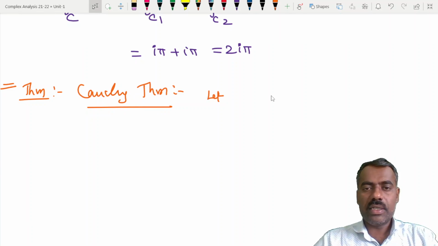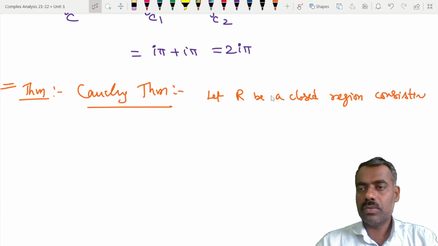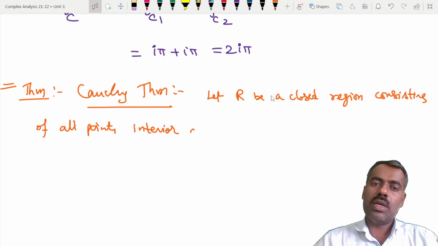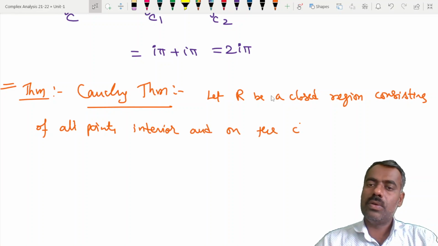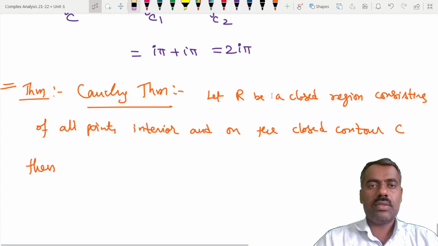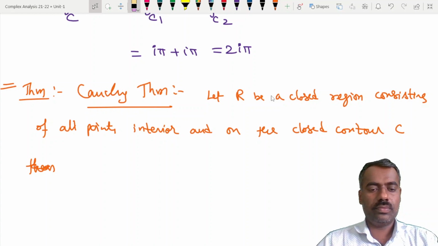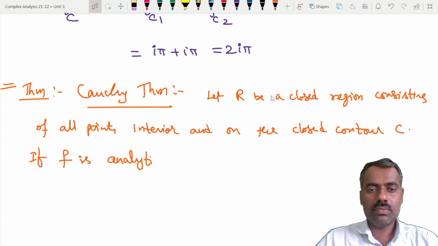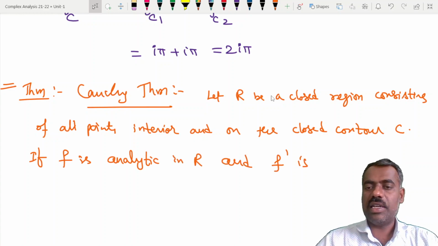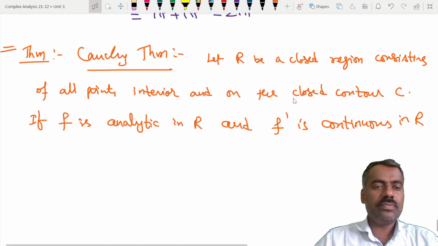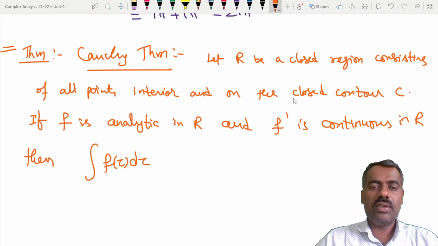So what is the statement? Let R be a closed region consisting of all points interior to and on the closed contour C. Then if f is analytic in R and f' is continuous in R, then the integration of f over C is 0.